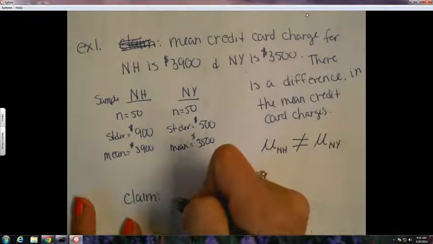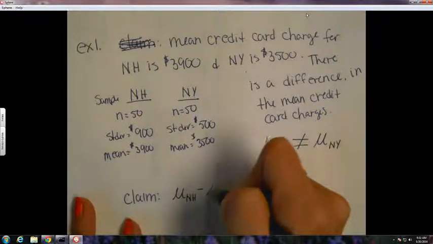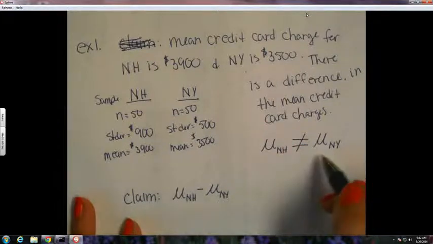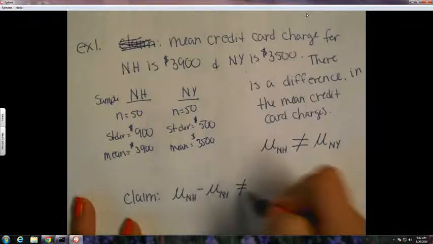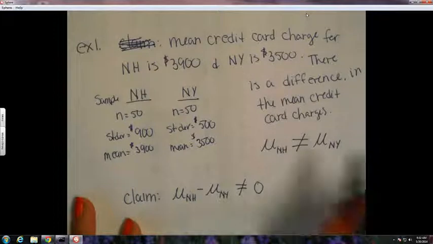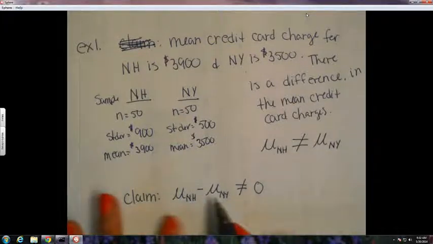The mean of New Hampshire minus the mean of New York. And I'm just doing it in my head. If I subtract the mean of New York from both sides, I still have my not equal to. What is it not equal to? 0. Could I have started this out, the mean of New York does not equal the mean of New Hampshire, and have these two things flip-flop?